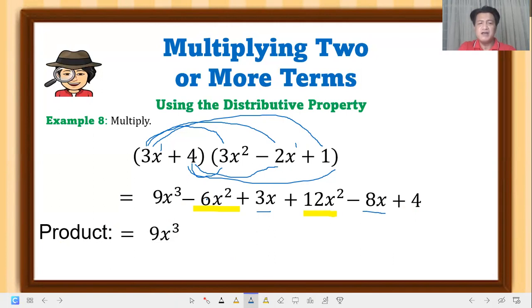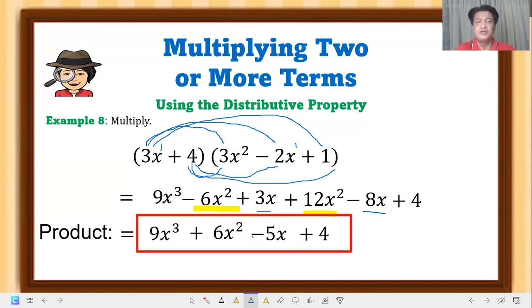So ibig sabihin niya, negative 6x squared plus 12x squared, so that is equal to 6x squared. Bakit siya positive? Mas malaki kasi yung value ni positive. And what is 3x plus negative 8x? That will become negative 5x. Mas malaki yung negative value natin. And just bring down lang yung positive 4 or plus 4. Meaning to say, hindi na pwede i-combine yan kasi nga magkakaiba sila na exponent or literal coefficient. So that is not the final answer.